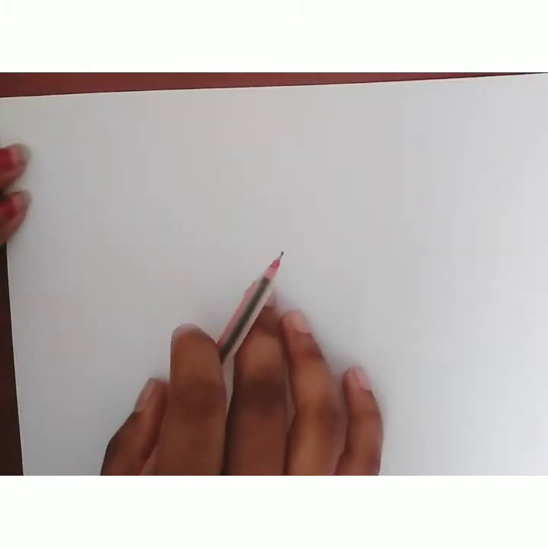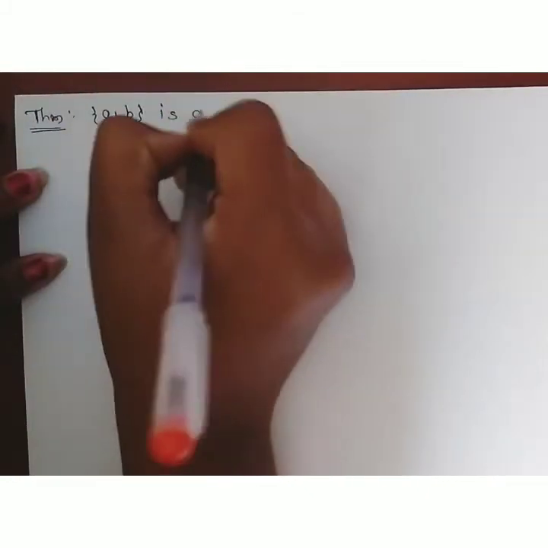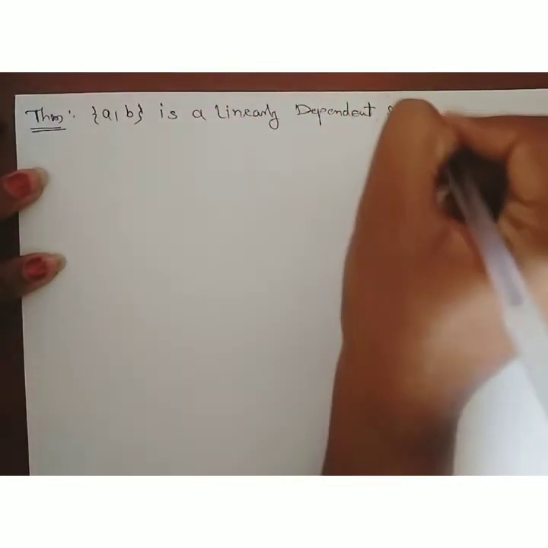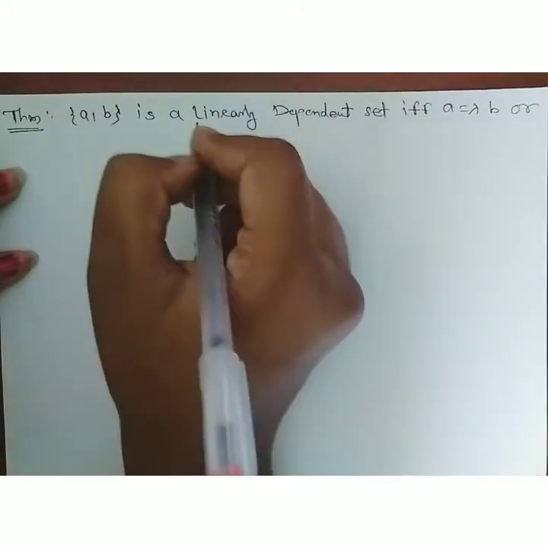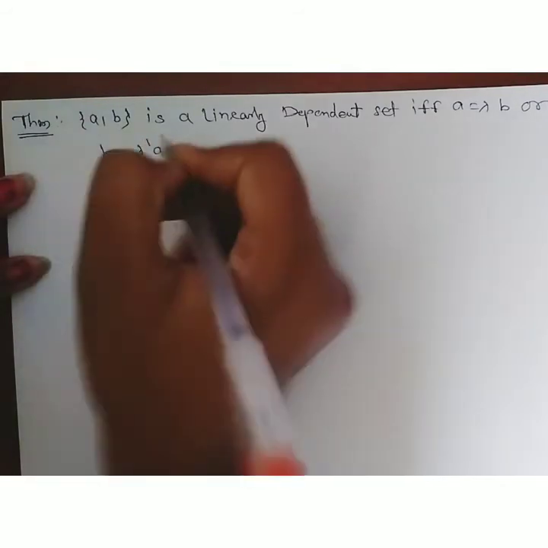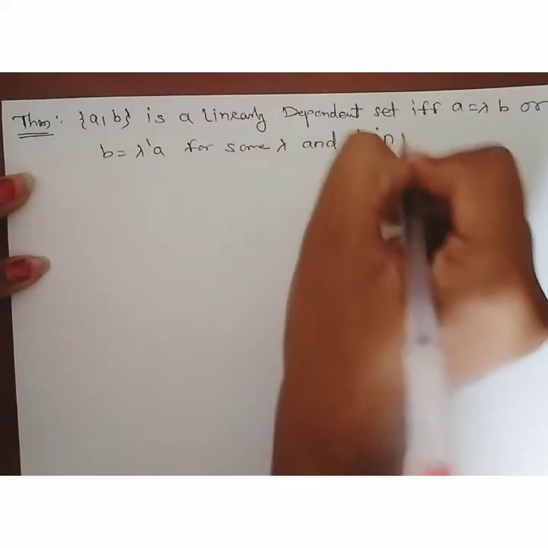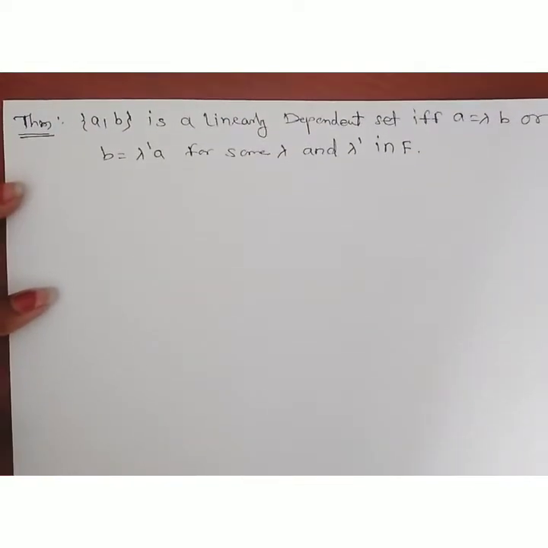Now the next theorem. The statement: the set AB is linearly dependent if and only if A is equal to lambda B or B is equal to lambda dash A for some lambda and lambda dash in the field F. The statement is that the set AB is linearly dependent if and only if A is equal to lambda B or B is equal to lambda dash A for some lambda and lambda dash in the field F. This is an if and only if condition.